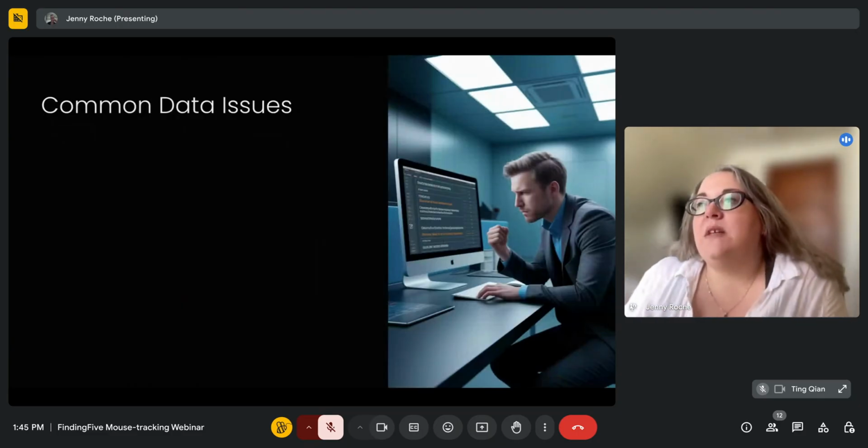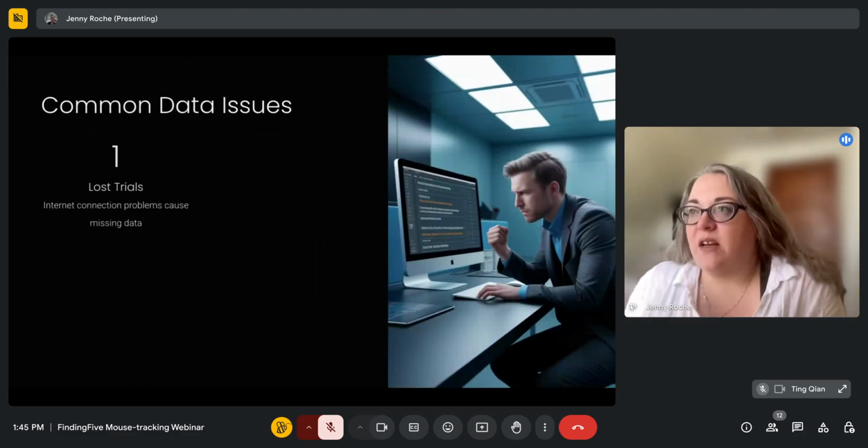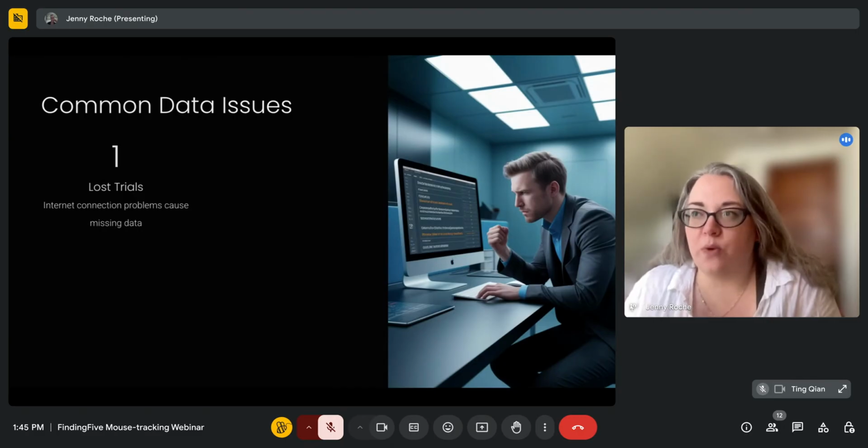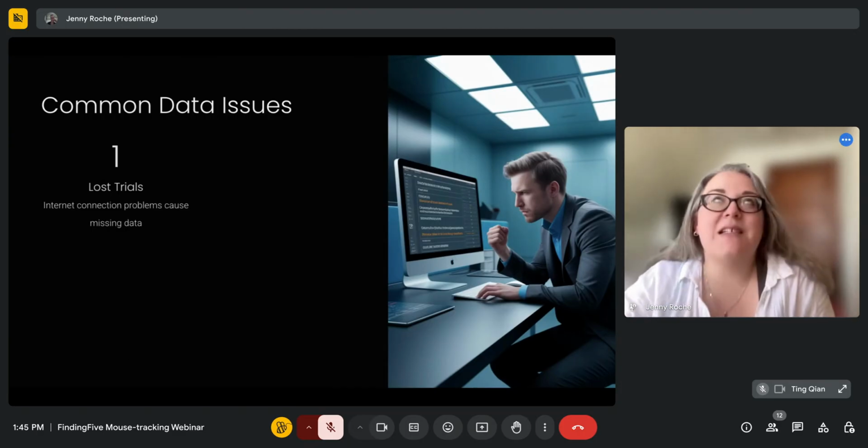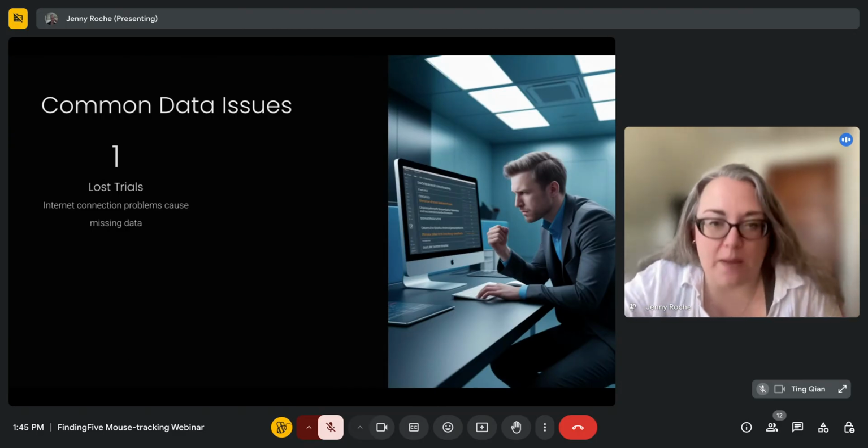Okay, so there are some common data issues that you'll run into using Finding Five. One is lost trials. I think this happens most when participants' internet connections fail for some reason, and what can happen is we just don't get the data at all. This is very rare, but it does happen.